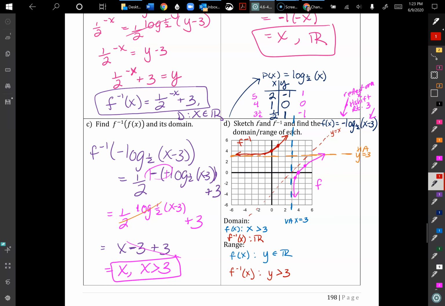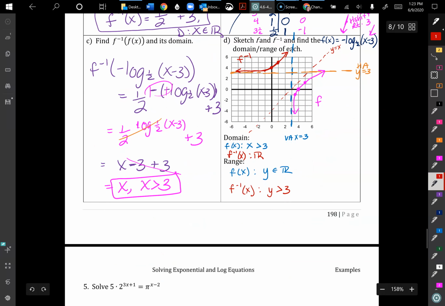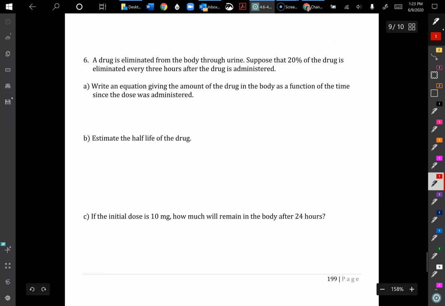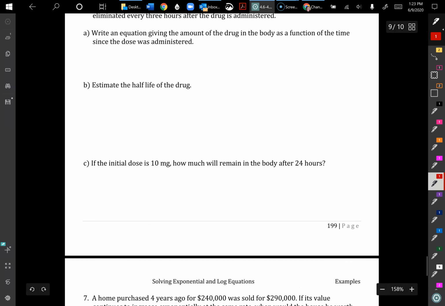So I hope that helps. That's going to be part 3 of the video set. And then I'm going to do one more problem here as an example, and then the word problems. I just think this one's getting pretty long, so it's a good place to stop on that page.